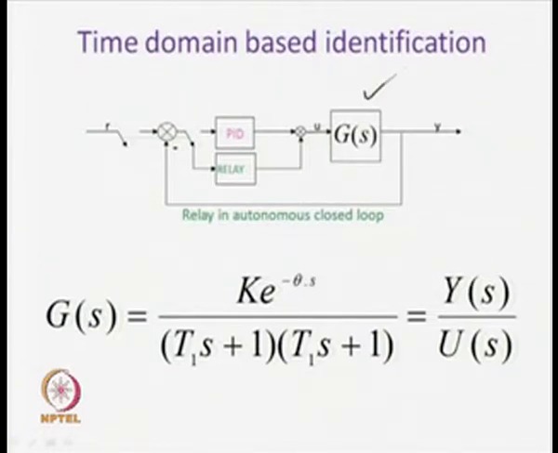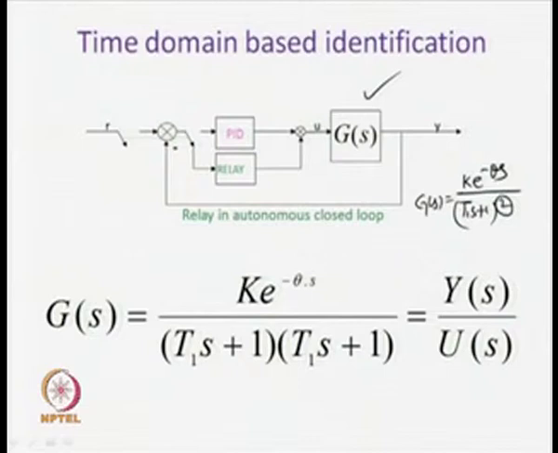Let us assume that G(s) is equal to K e to the power minus theta s upon (T1 s plus 1) times (T1 s plus 1). So, I can write G(s) as K e to the power minus theta s upon (T1 s plus 1) square. This is what we mean by pole multiplicity. We can have more number of poles also. Let us begin with the simplest case, where the system dynamics is assumed to have 2 identical poles located at the same place of the s plane.